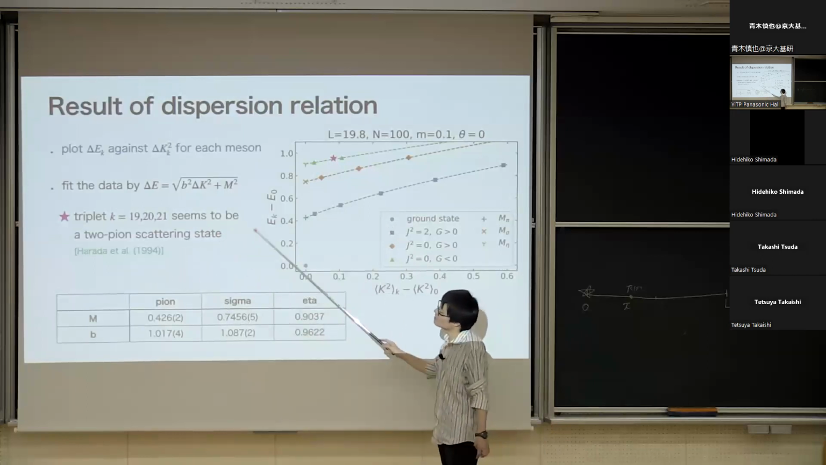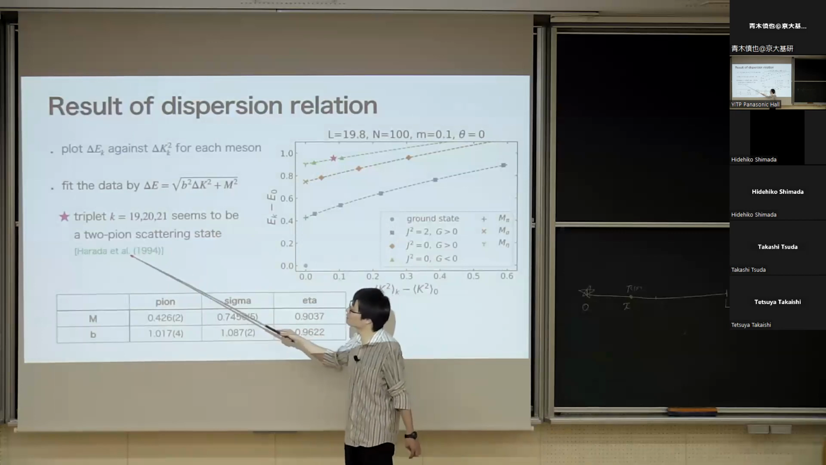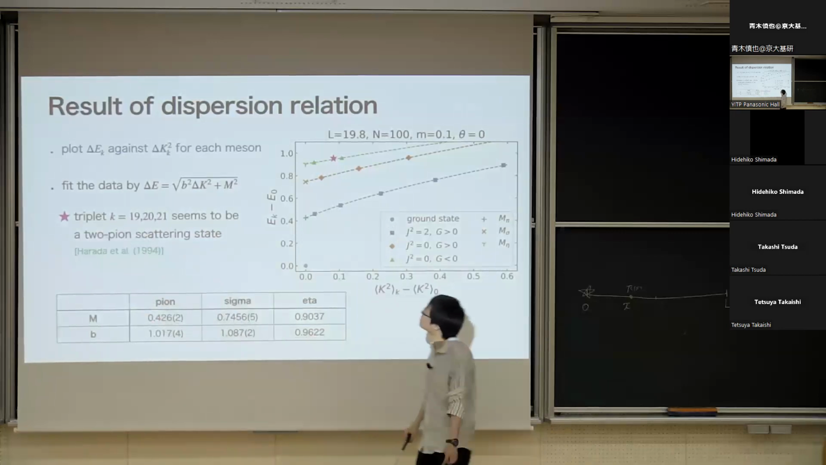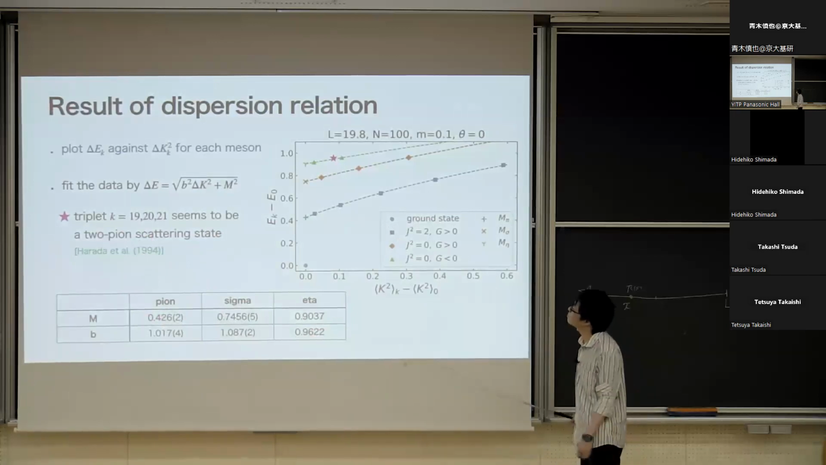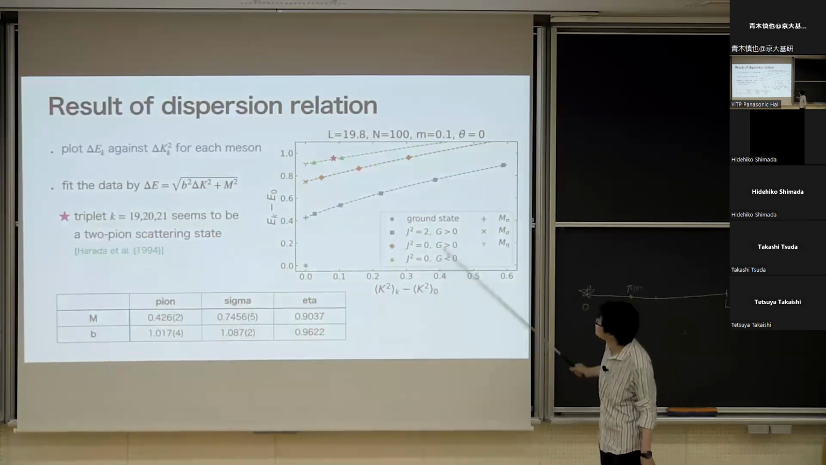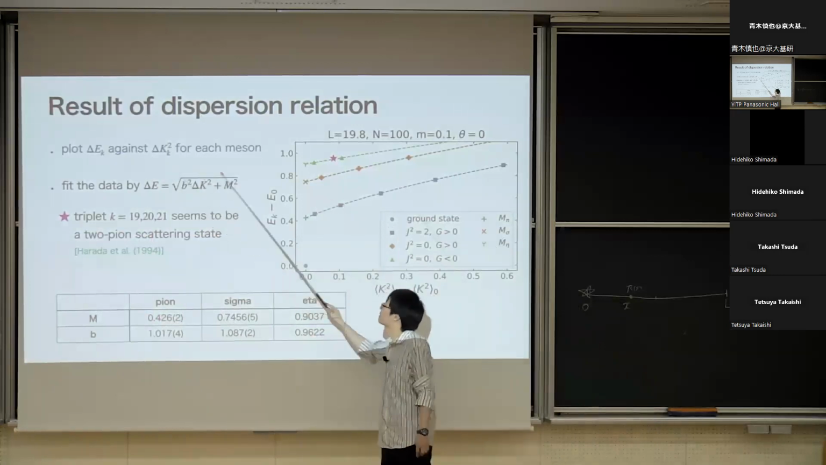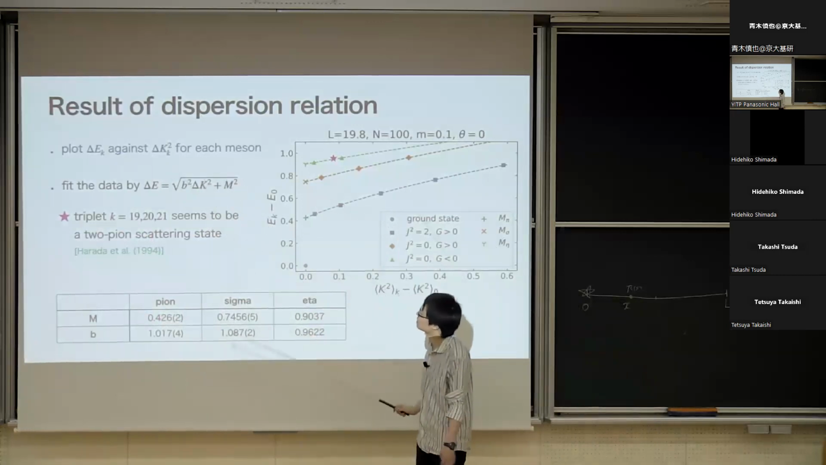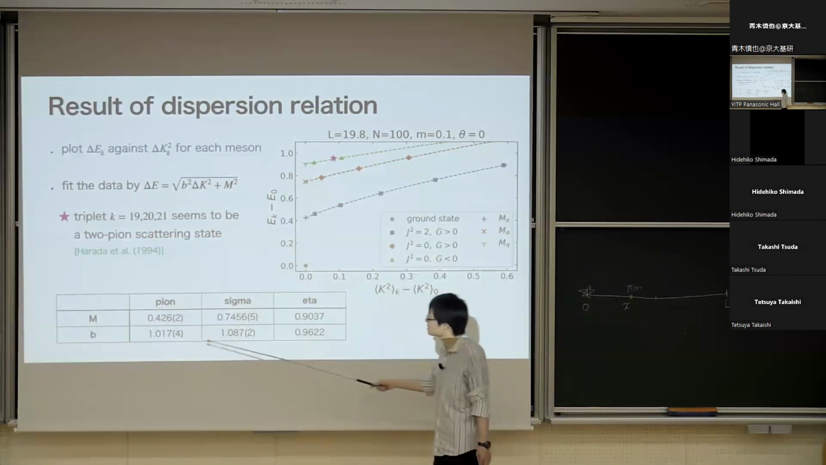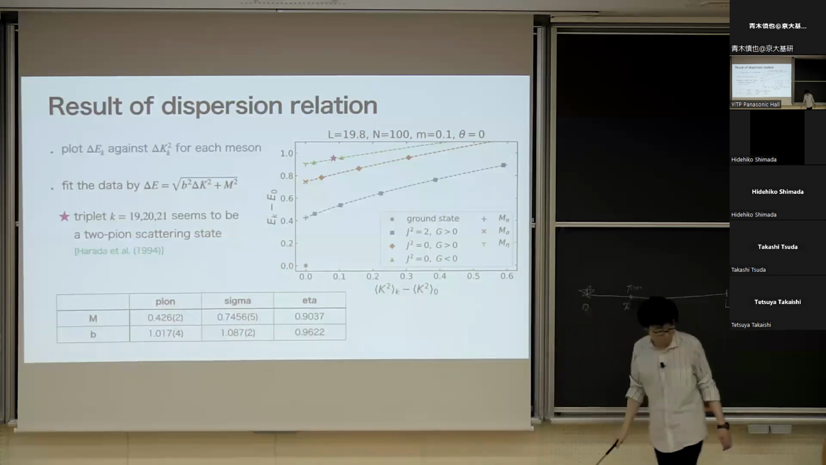And a similar state was found in this paper in 1994. Okay, and by fitting these data points with this formula, we obtain M here. So it can be regarded as the pion mass, sigma mass, and eta mass.